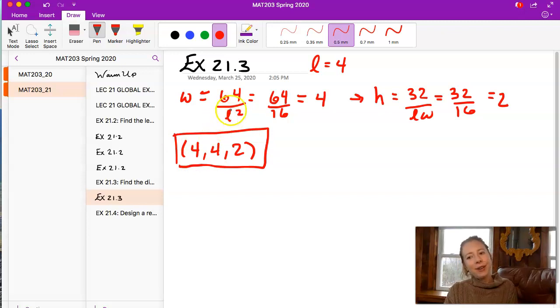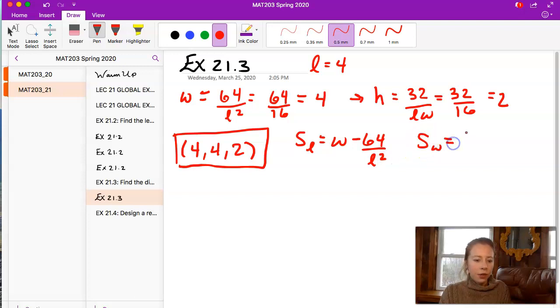Okay, so now we have to keep going and use our test. So let's just write down again. S_L, so the partial with respect to L was W minus 64 over L squared. And S with respect to W was going to be L minus 64 over W squared.